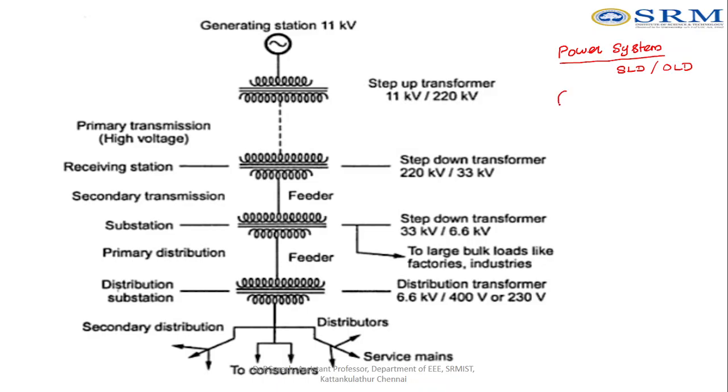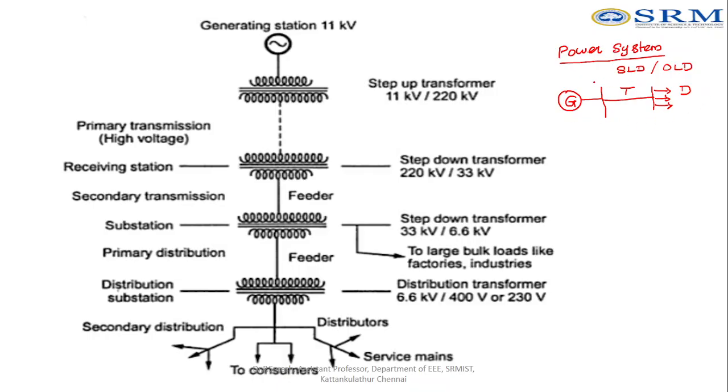I can take generation like this, which refers to the generation. This is given to the transmission system, and it gives the power to the consumers. This is the distribution system. So generation, transmission, and distribution.